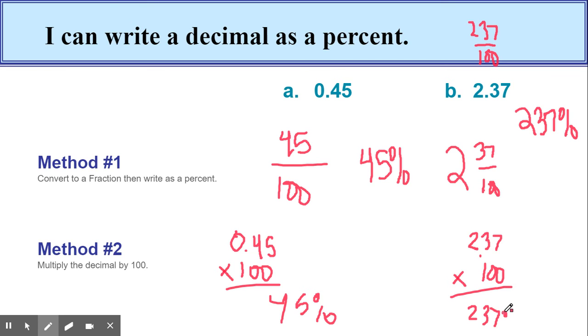237%. So again, you can either change the decimal to a fraction first and then convert to a percent, or you can take the decimal, multiply by 100 to get your percentage. That's how you can write your decimal as a percent.